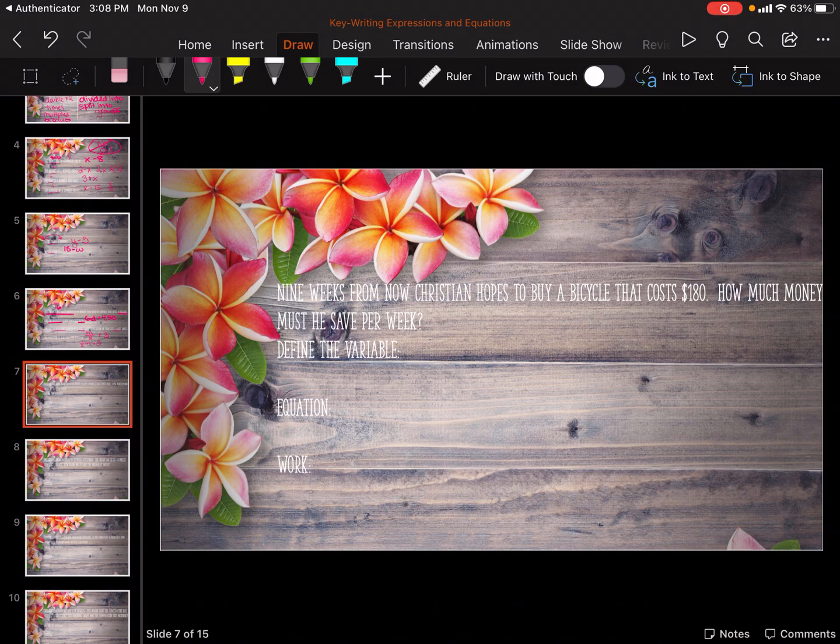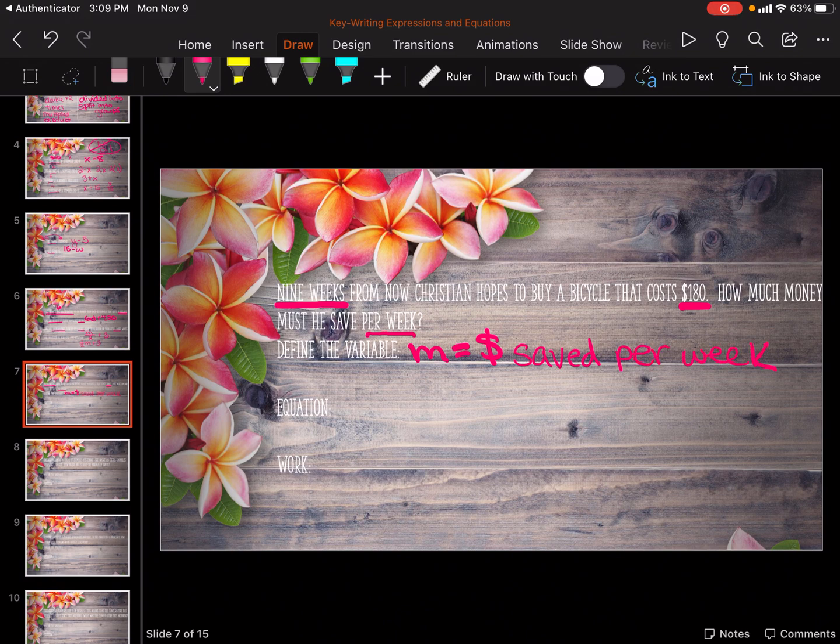So now we're going to write equations. So remember, expressions did not have an equal sign. Now equations do have an equal sign, okay? So 9 weeks from now, Christian hopes to buy a bicycle that costs $180. How much must he save per week? So when it says define the variable, that means tell me what it means. I tend to do a letter that goes with the problem. So I'm going to do M for the dollars saved per week.